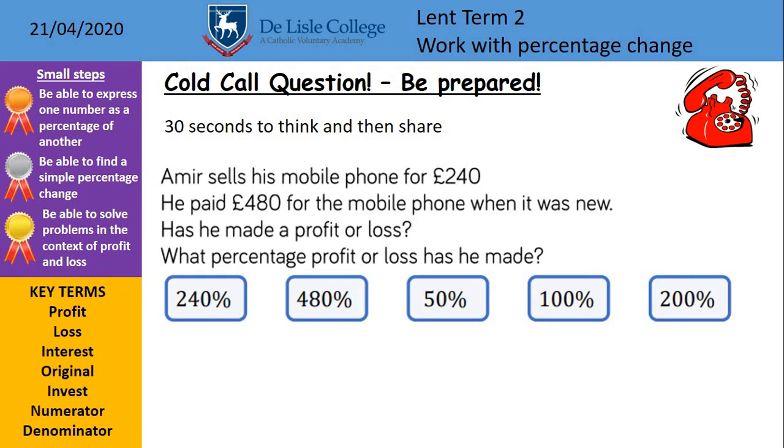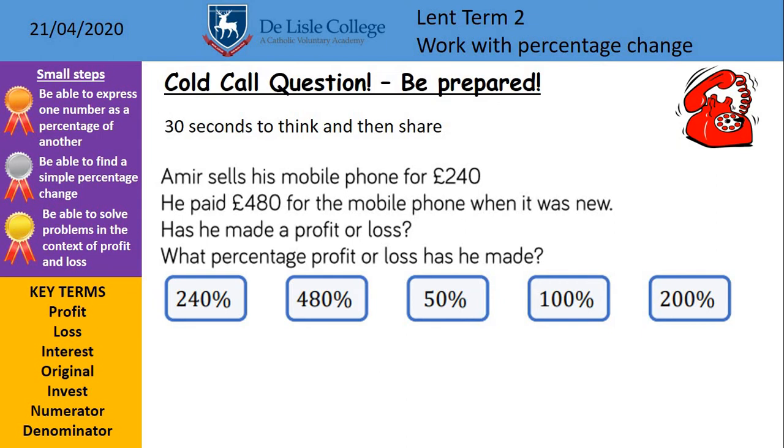Pause the video while you have a go at this question. Amir sells his mobile phone for £240. He paid £480 for the mobile phone when it was new. Has he made a profit or loss? And what percentage profit or loss has he made?